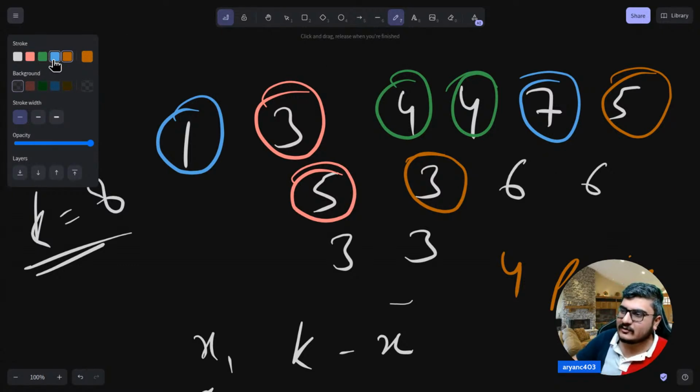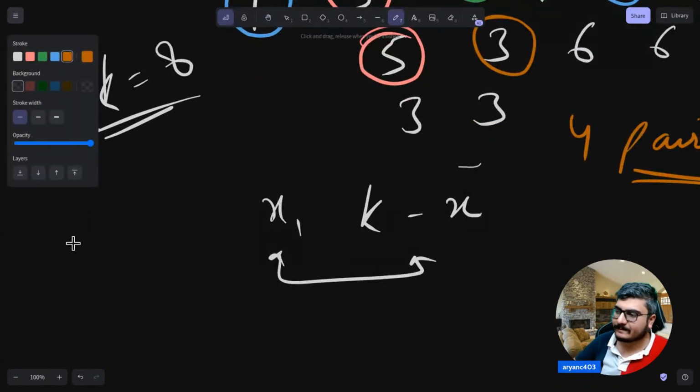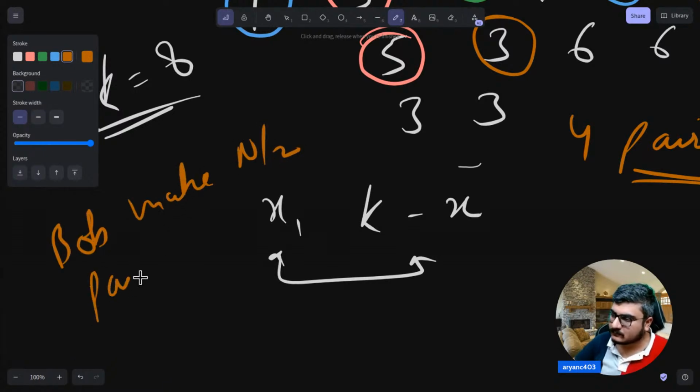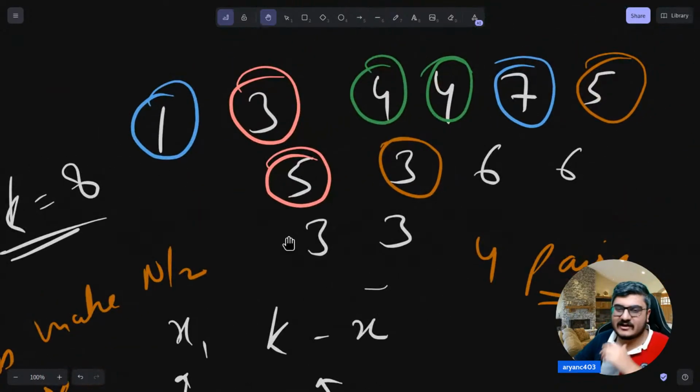What Bob can do is pair 4 numbers like this, and he can randomly pair the remaining. Basically, Bob can make n by 2 pairs such that the number of pairs with sum k is the maximum possible. And Bob's idea is, whenever Alice plays one of the numbers from a pair, in Bob's turn, Bob will play the other number instantly.